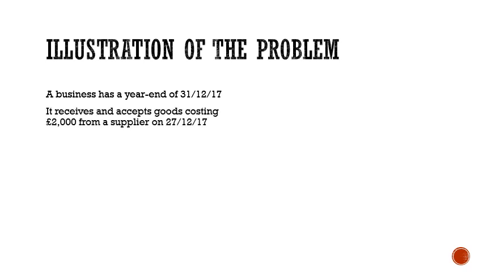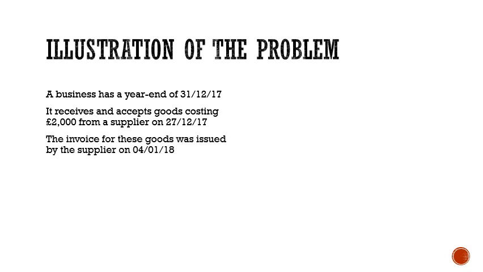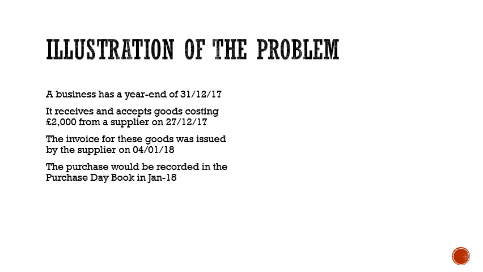So let's say that we have a business with a year end of 31st of December 2017, and that business has received and accepted goods costing £2,000 from a supplier, and they were received before the year end on the 27th of December. The supplier then issued an invoice on the 4th of January 2018. So that invoice was issued and received after the year end. So that purchase would actually be recorded in our purchase day book in January 2018, not December when the goods were actually received.